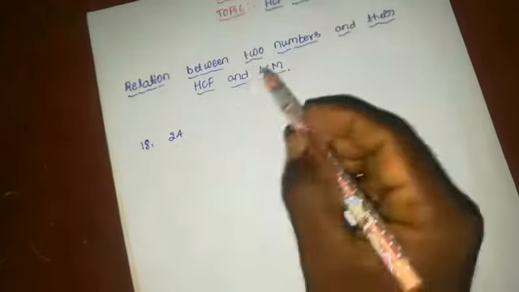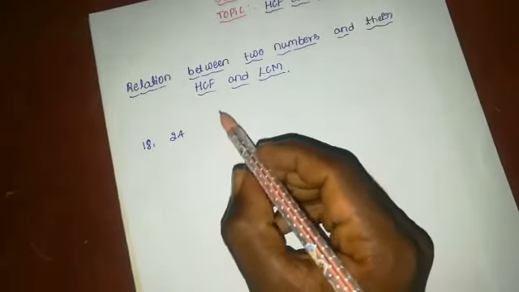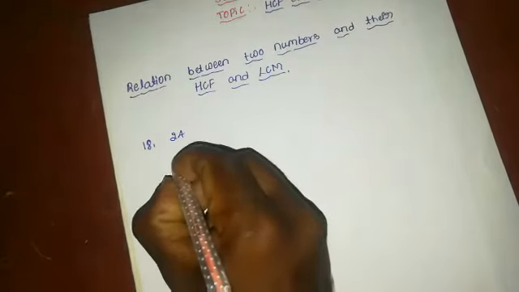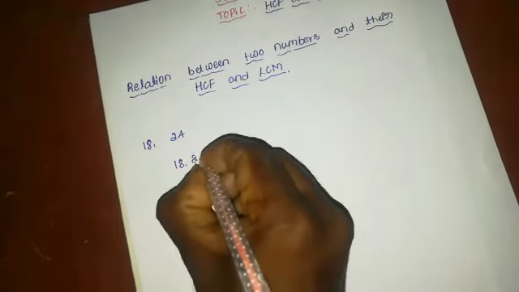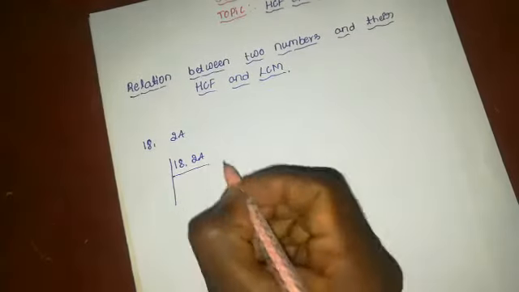Now we have to find out the relation between these two numbers and their HCF and LCM. It means we have to first find out the HCF and LCM of these numbers. First we have to find out the HCF of 18 and 24. We know how to find out the HCF. You already learnt in the previous class.